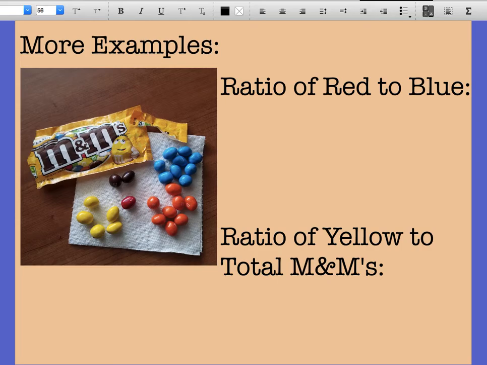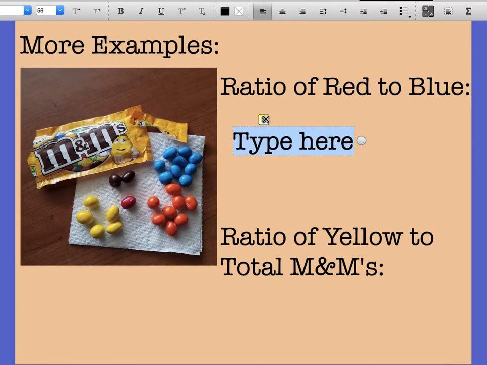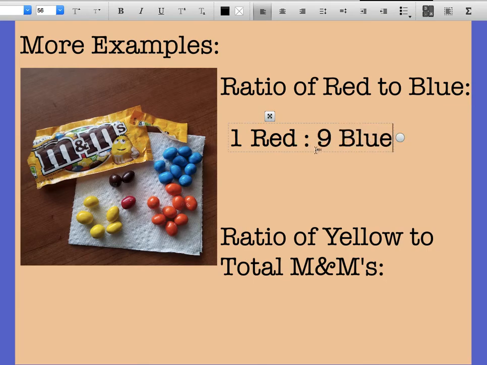Some more examples here. Let's look at these M&Ms. M&Ms are a great thing to look at whenever you open up a bag of these or Skittles or whatever your favorite candy is. Separate them out and do some ratios. So like here, ratio of red to blue. We can go ahead and count them. So there's 1 red, and then count the blues: 1, 2, 3, 4, 5, 6, 7, 8, 9. So there's 1 red to 9 blue M&Ms. And that just happened to be what happened with this bag.